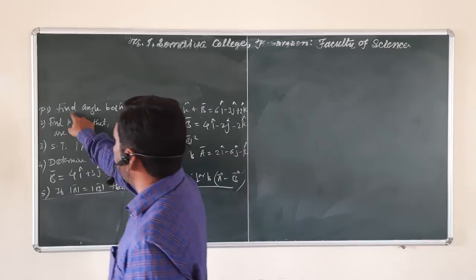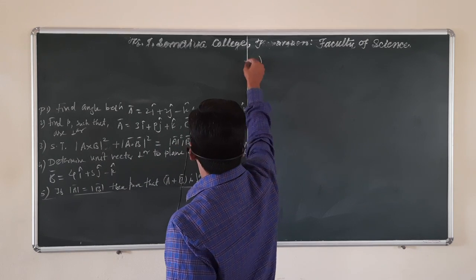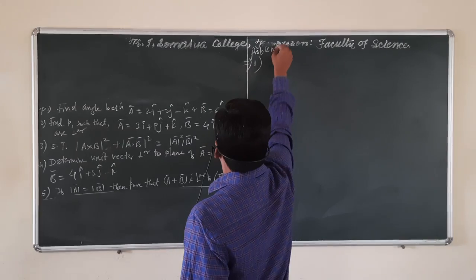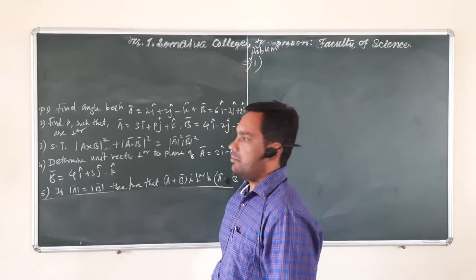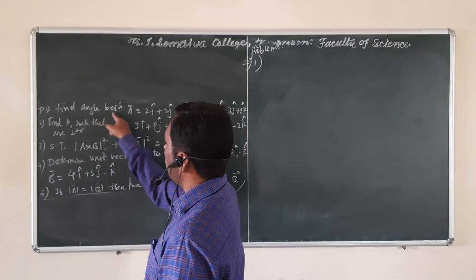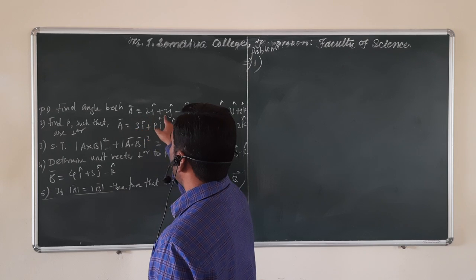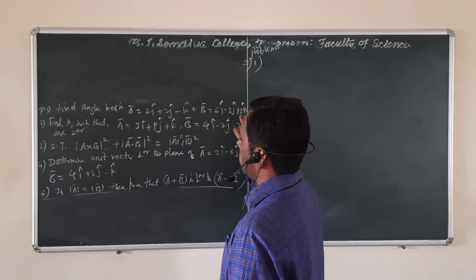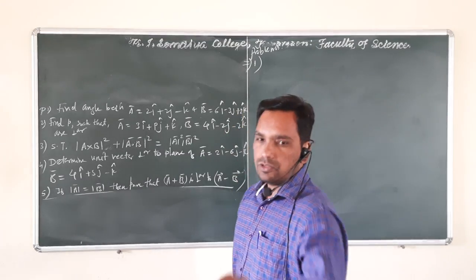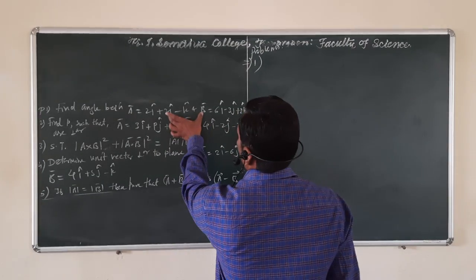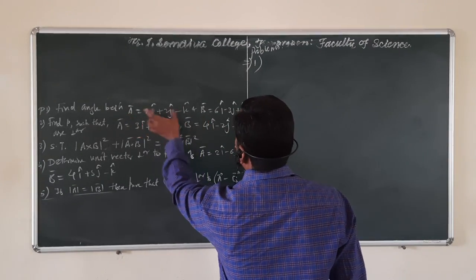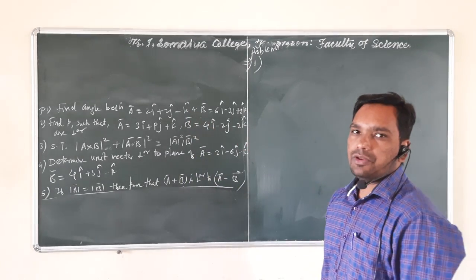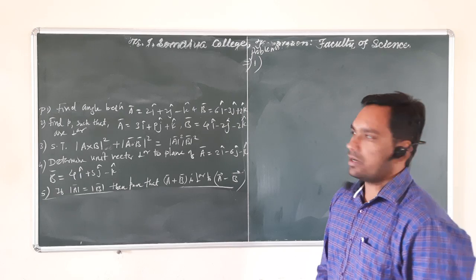Problem number 1, problems based on this chapter number 3. Find the angle between vector A which is 2i + 2j - k and vector B which is 6i - 3j + 2k. Okay, so these are the two vectors and we have to find out the angle between vector A and vector B. So to find out the angle we are using property of dot product.